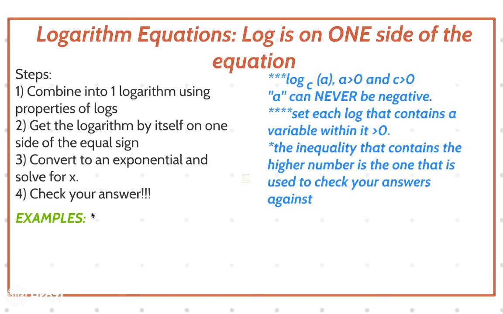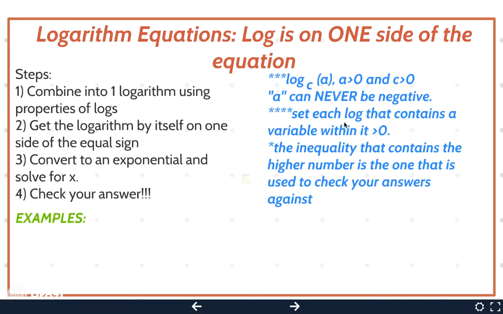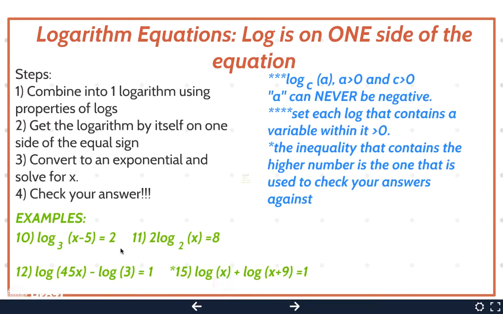And very importantly, at the very bottom, it says check your answer. So when we set the logarithms that contain a variable within it to be greater than 0, if our answer is not in that interval, like when we solve this, if we get x is greater than 3, and you get x equals 2 as your answer, that can't work. So your answer would be called extraneous. Which again, if that doesn't make sense, we are going to go over them in the example videos.